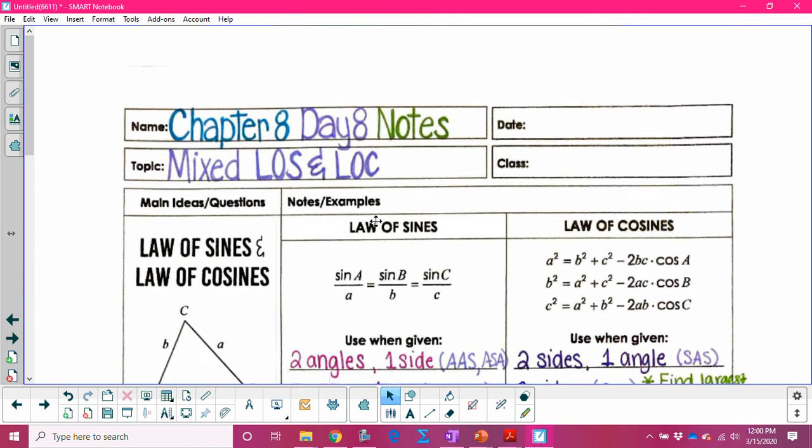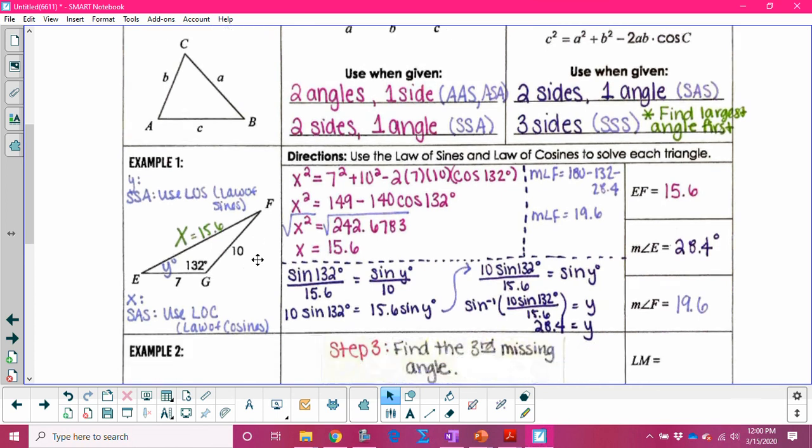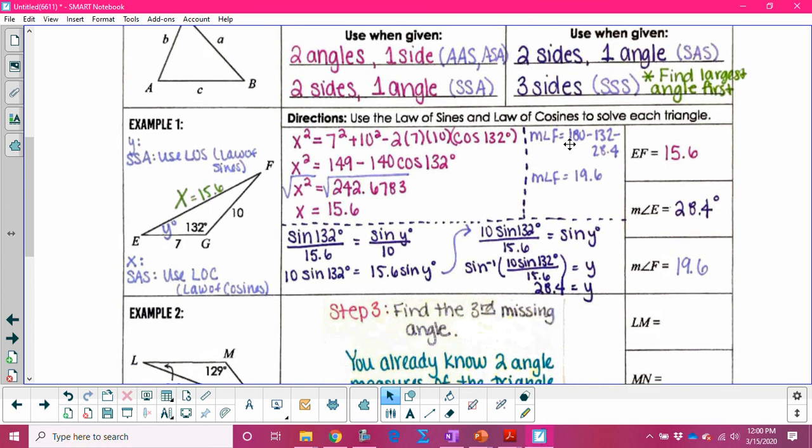The next thing I did was find the third missing angle. Well, I already had two angles of the triangle, and I needed to find the third missing one. We know the three angles of a triangle add up to equal 180 degrees. So I just did 180 minus 132 minus 28.4 and got 19.6.